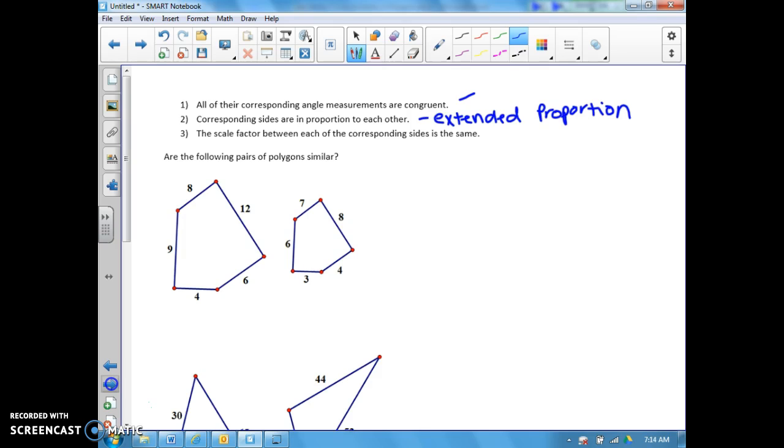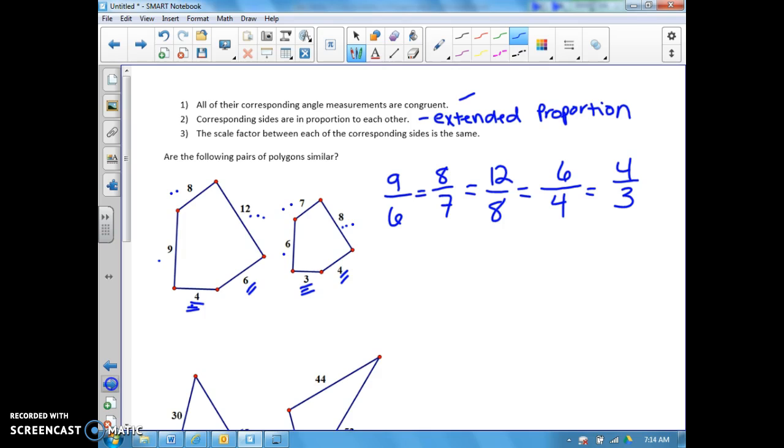So looking here, I have two shapes. I only have sides, so I can't use number 1. I think I'm going to write out my extended proportion for this one. So I'm going to start here with 9 over 6. I'm going to do big over small again just because it's written nicely. Then we have 8 over 7. Then 12 over 8. And 6 over 4. 4 over 3.